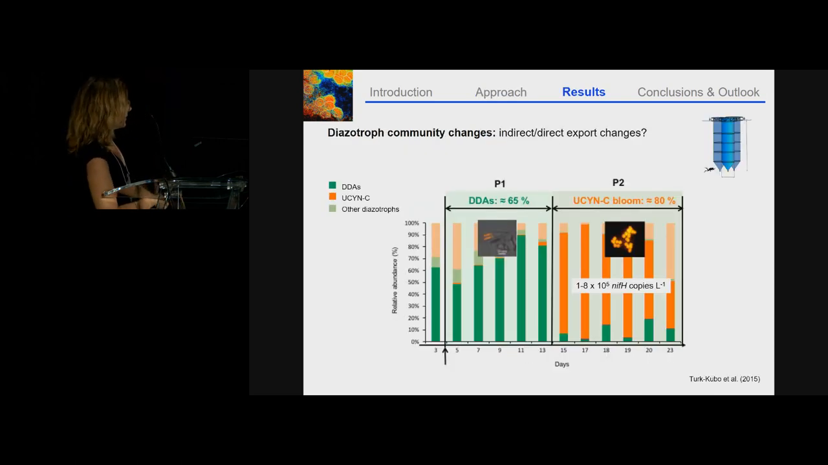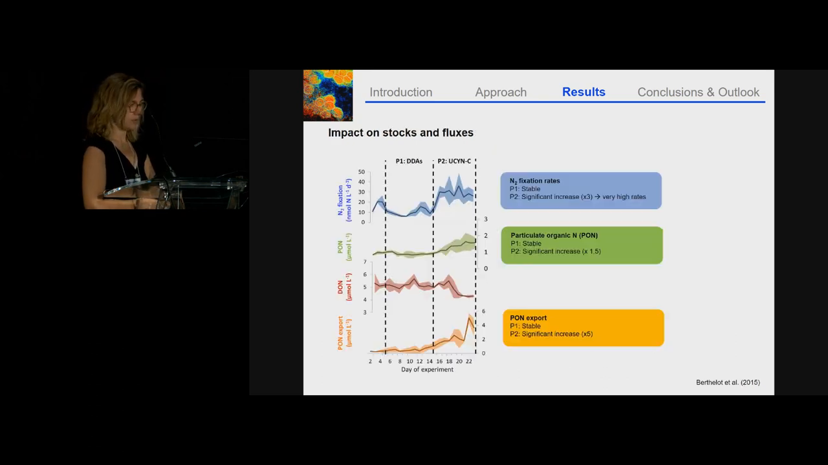Okay, so this is the time course of the experiment. It lasted 25 days. At the very beginning, we observed that these DDAs, these diatom diazotroph associations, were dominating the diazotrophic community, whereas there was a tremendous shift, very dramatic, to UCYN-C that were detected up to 10 to the 5 nifH copies per liter in the second phase. So this was kind of unexpected, and we wanted to know what the nitrogen transfer and the effect on export was in this phase, in comparison to the first phase of the experiment.